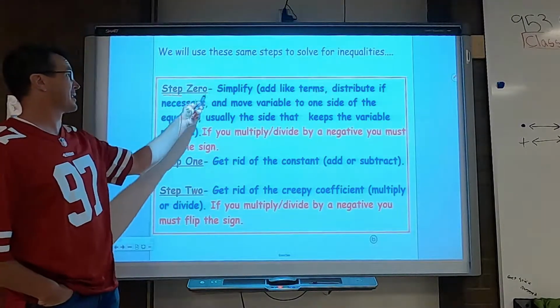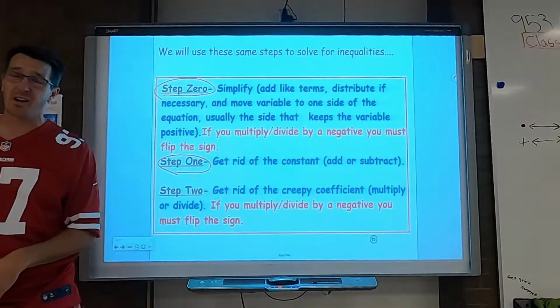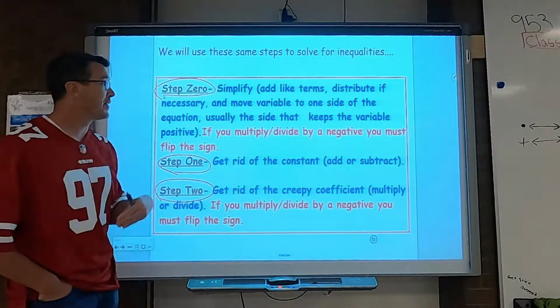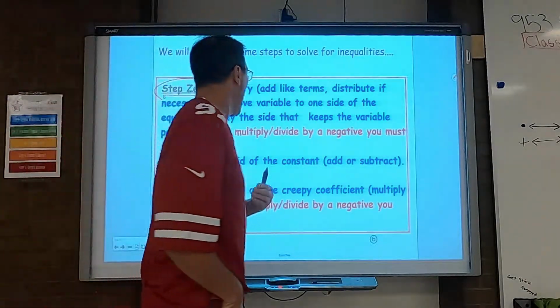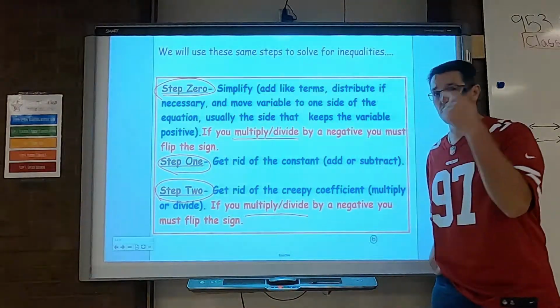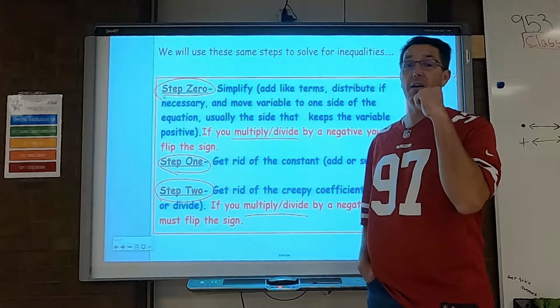We still have to simplify like we did on equations. We still have to have a step 1, get rid of the constant. And we still have to have a step 2, get rid of the coefficient. The only thing that changes has to do with when we multiply or divide, we have to keep track. It doesn't mean every time, but when we multiply and divide, we have to keep track of signs.